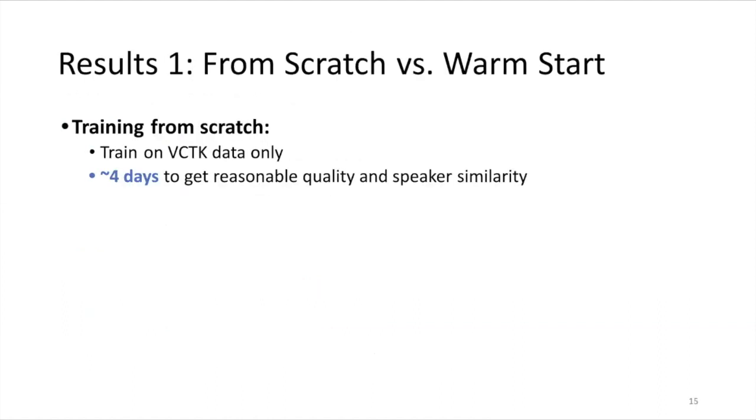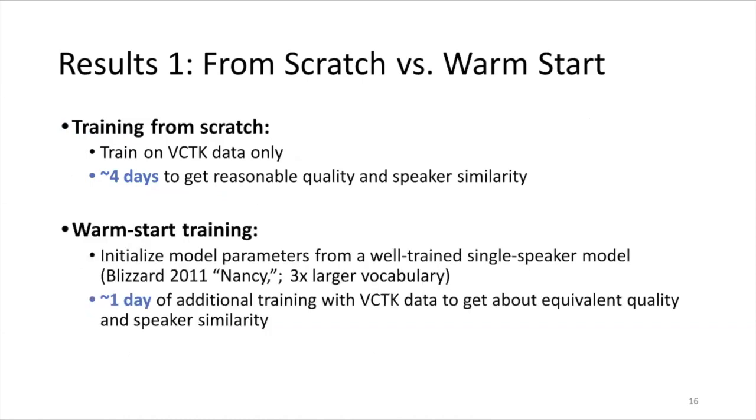So first of all, from scratch training versus warm start. Training from scratch means we train on VCTK data only. And we found that it took about 4 days to get model convergence and to get reasonable quality and speaker similarity. Warm start training means we initialize our multi-speaker model using parameters from a well-trained single speaker model. We use the Blizzard 2011 Nancy data, which incidentally has a 3 times larger vocabulary. And we found that this only took 1 day of additional training with VCTK to get similar quality. So this let us iterate experiments much more quickly. So we decided to use warm start training.